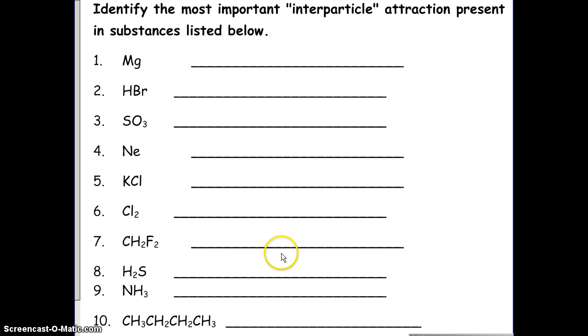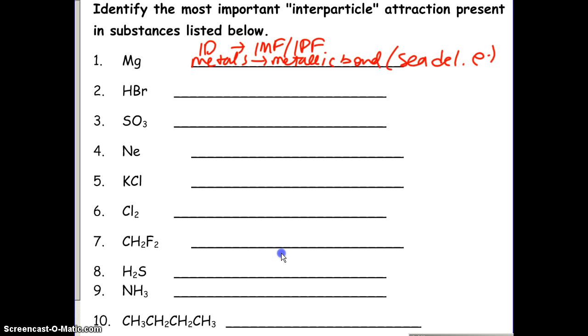Okay, so let's briefly talk about these things that we already have prior knowledge of and talk about the main interparticle attraction that's present. The first thing that I usually do is identify, and then I'm going to find the IMF, or IPF as I'm going to start to call it, within each of these. Well, this is a metal. Metals undergo metallic bonding. That is an actual sea of delocalized electrons that's attracting to itself. It's an interparticle attraction. HBr has a dipole, so this is a polar molecule. This polar molecule is going to undergo dipole-dipole interactions.